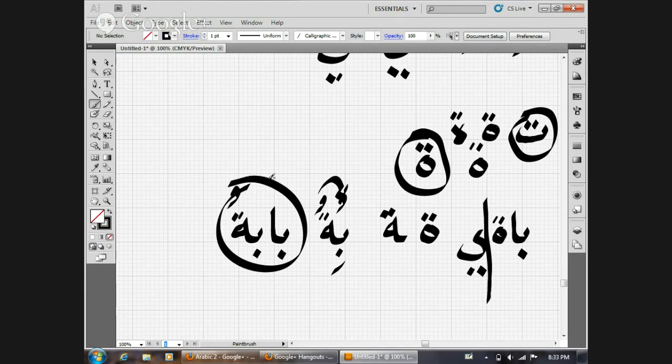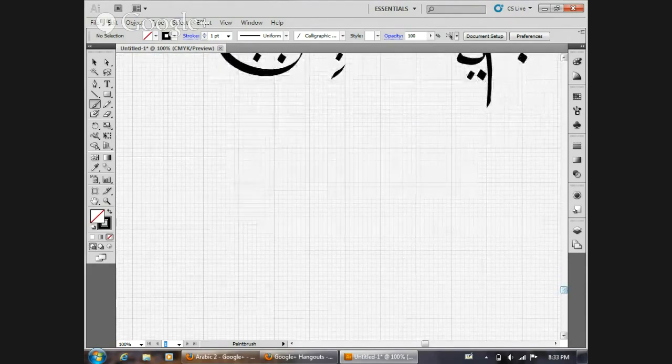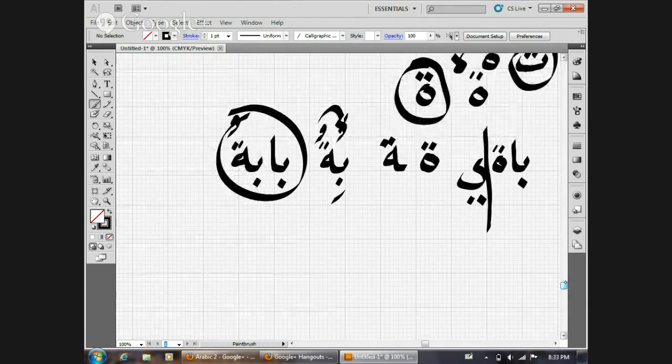All right, anyways, continuing. We got that. So we got the ta marbuta down. Okay, so there's one more thing about the ta marbuta that we did not cover yet, and that is that any time this ta has a sukoon on it, it turns into the sound of a ha. You pronounce it as a ha, with the sukoon on top, right?